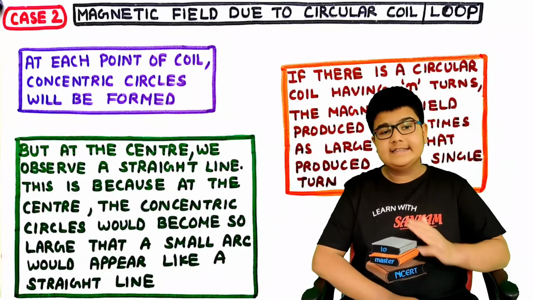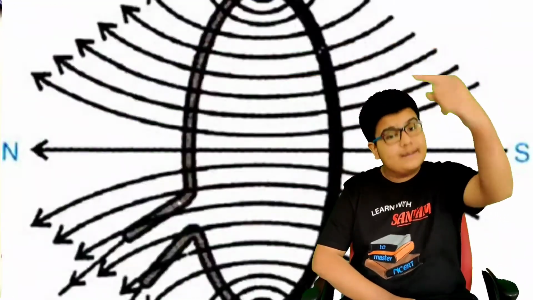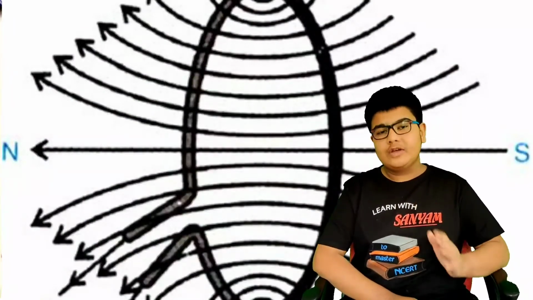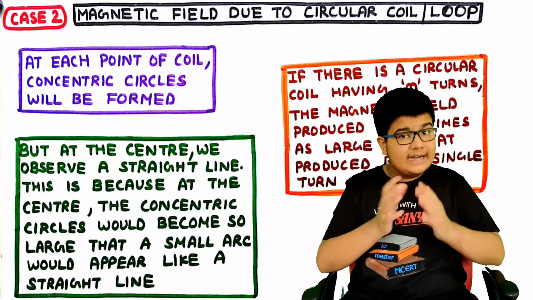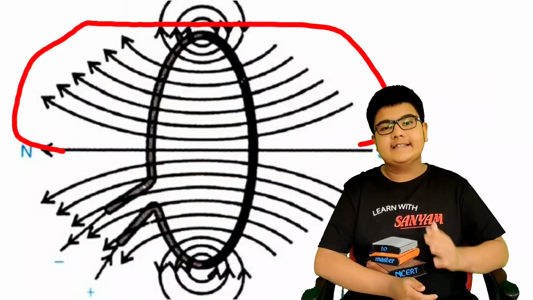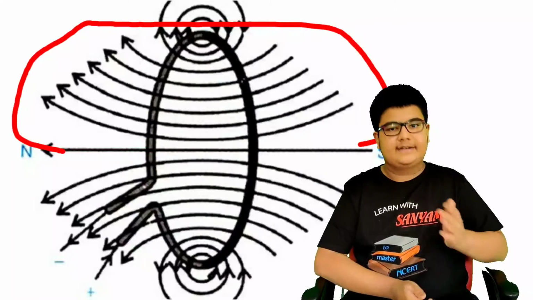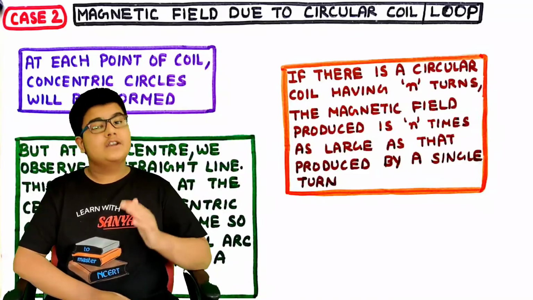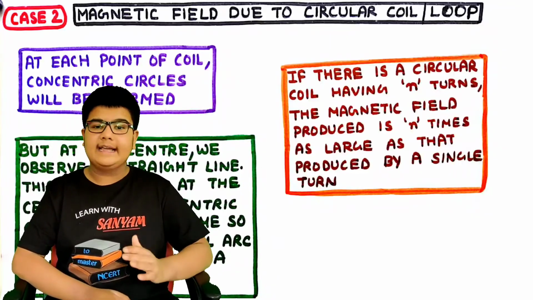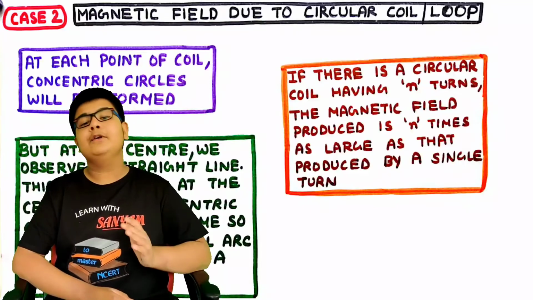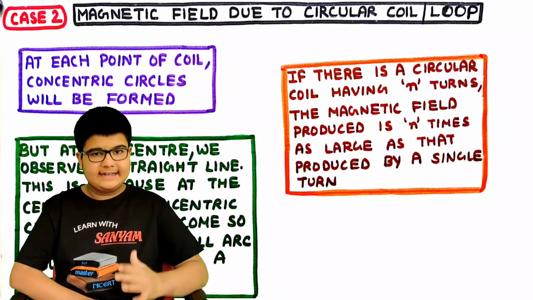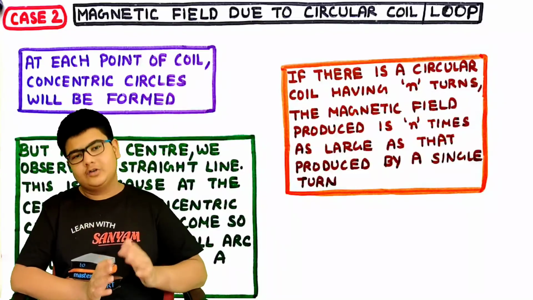This is because at the center, the concentric circles would become so large that a small arc would appear like a straight line. So if we take a very small part of a large circle, then it appears to us like a straight line. But in reality, it is nothing but a concentric circle if we complete it. Third, if there is a circular coil having n turns, then the magnetic field produced is n times as large as that produced by a single turn. For example, if we have 5 turns, then the magnetic field produced will be 5 times to that of 1 turn.